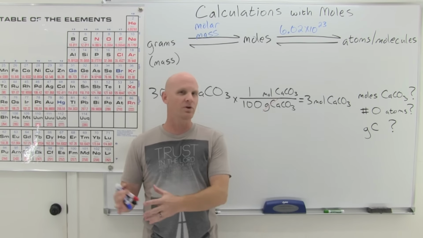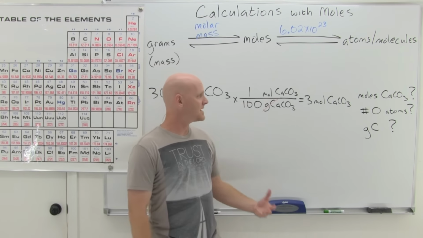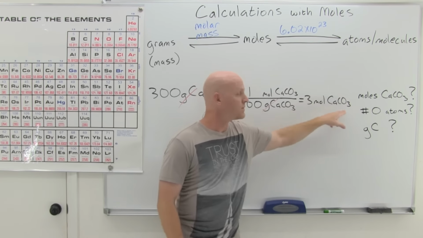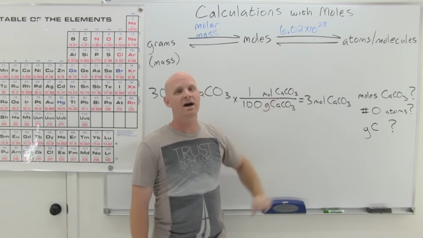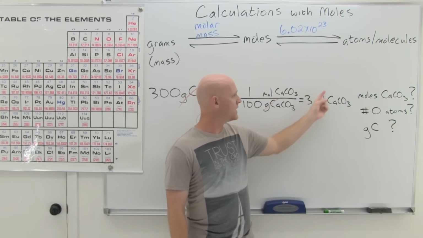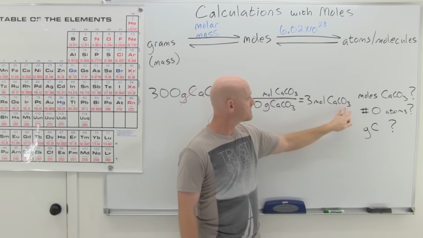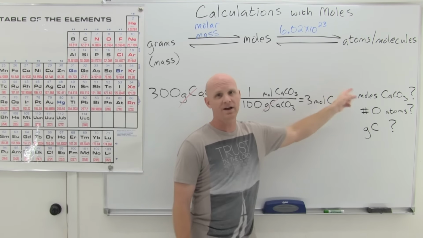Instead of doing it right at the person level, we can do it at the dozens of person level as well. Same thing here. Instead of looking at each individual formula unit, we're going to look at the entire mole of calcium carbonate and know that there's 1 mole of calcium per 1 mole of calcium carbonate, 1 mole of carbon per 1 mole of calcium carbonate, but there are 3 moles of oxygen per 1 mole of calcium carbonate.